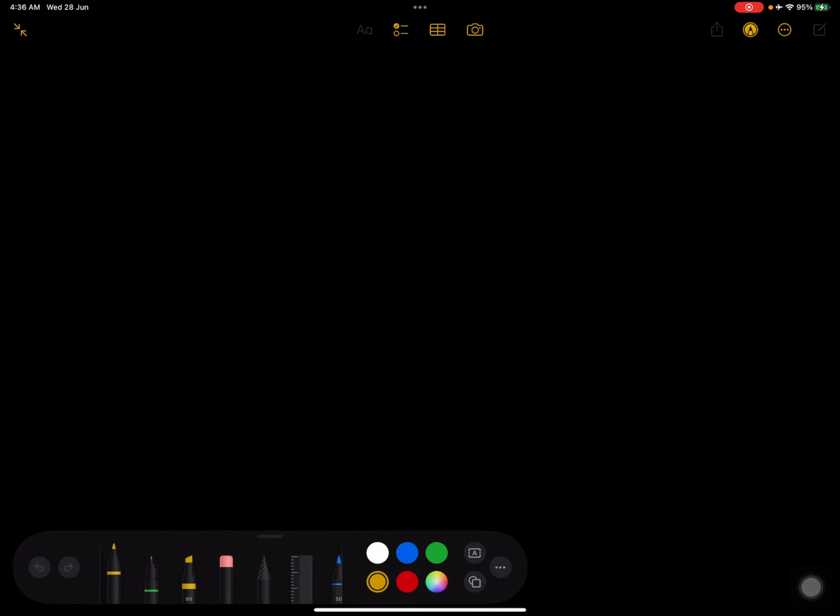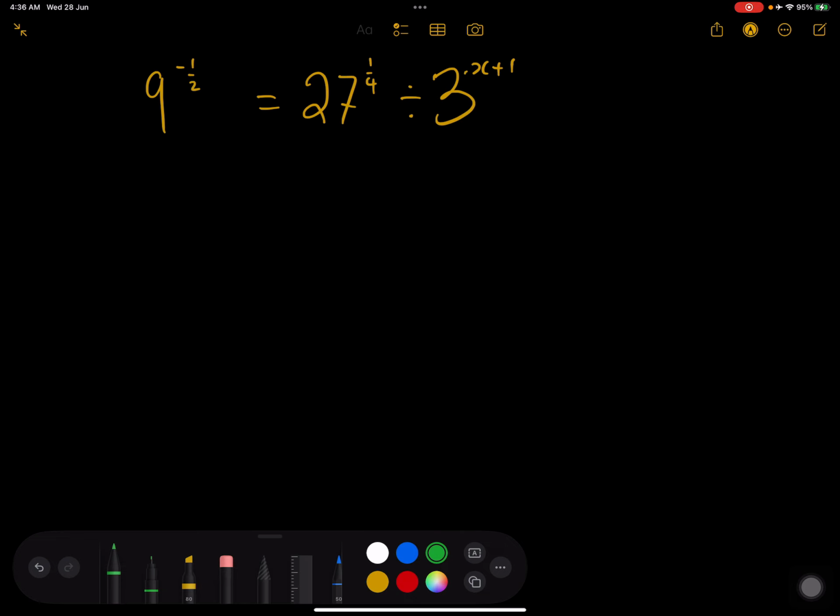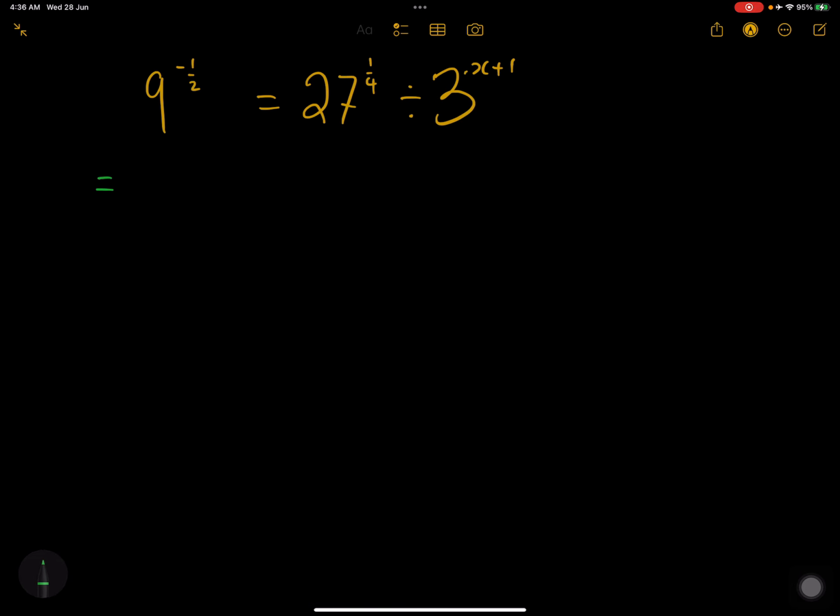The first question says, let's say we have 9 to the power negative half equal to 27 to the power 1/4, and we are dividing that by 3 to the power x plus 1. So let's look at what we're going to do. If we look at 9, 27 and 3, there is something common about them. There's a common number, and that common number is 3.